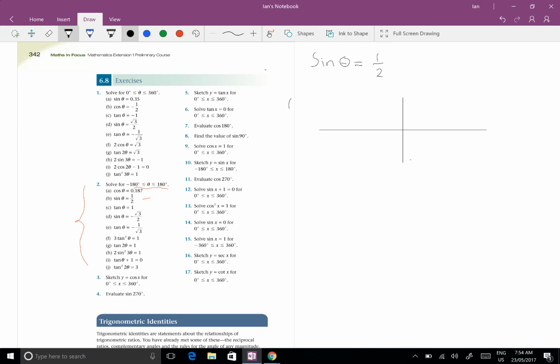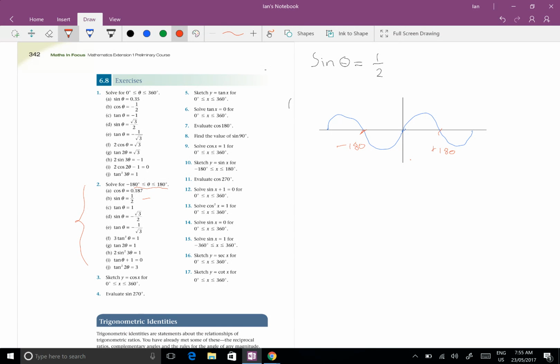So I'm quickly going to sketch it. Well, sine theta goes like, oh, you silly duffer. It doesn't go like that. Sine theta is that between 0 and 360. So it just continues over here. So there's minus 180 and there's plus 180. So that's where I'm looking for this value.